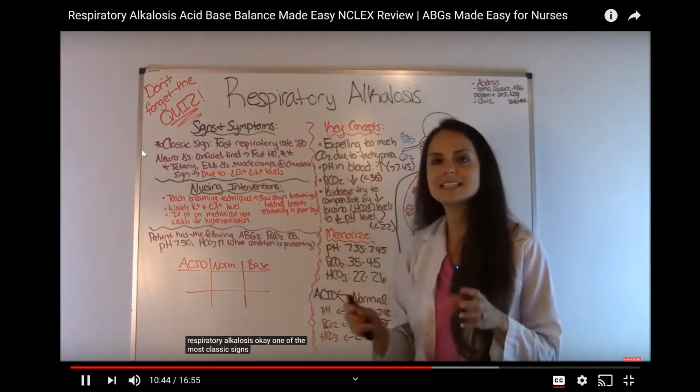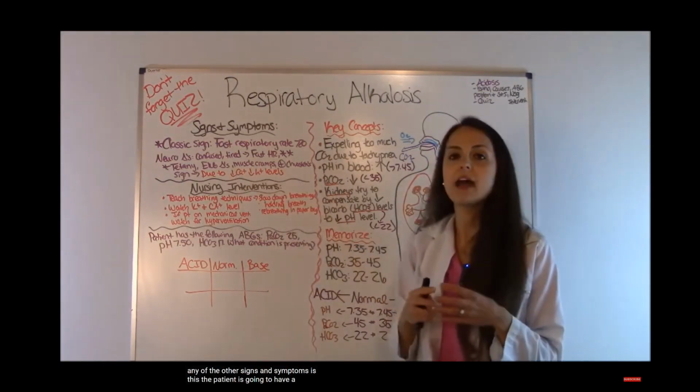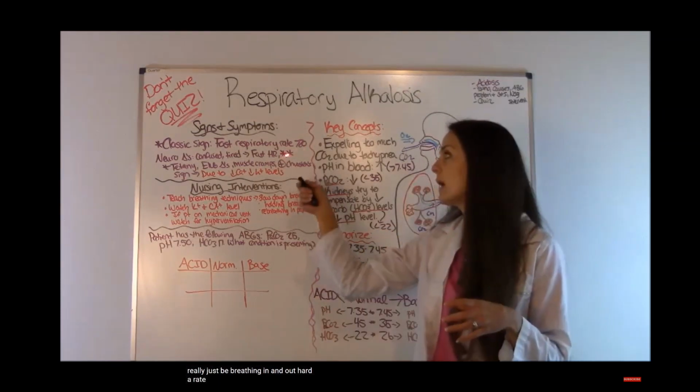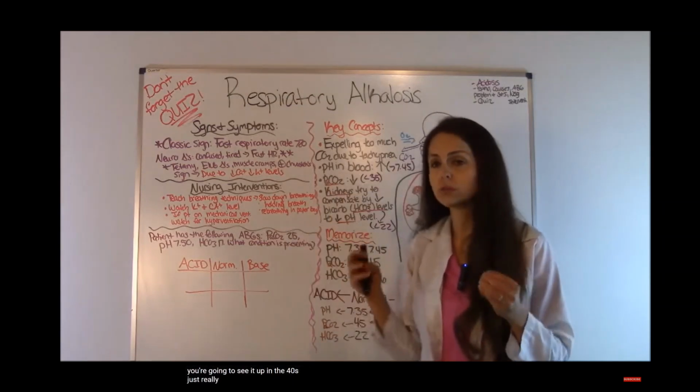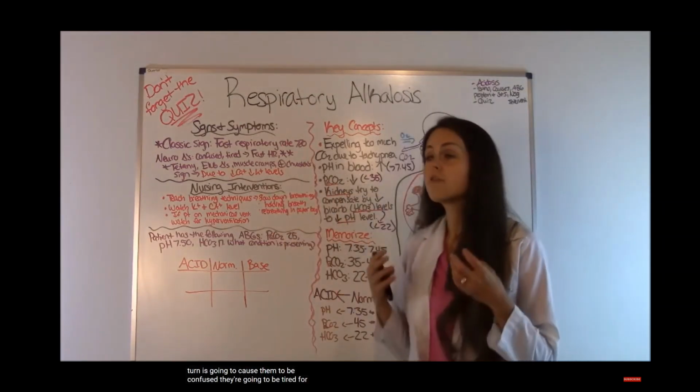One of the most classic signs, if you can't remember any of the other signs and symptoms, is this. This patient is going to have a very fast respiratory rate. They are going to really just be breathing in and out hard. A rate greater than 20, but sometimes you're going to see it up in the 40s, just really hyperventilating. This, in turn, is going to cause them to be confused. They're going to be tired from breathing that fast.